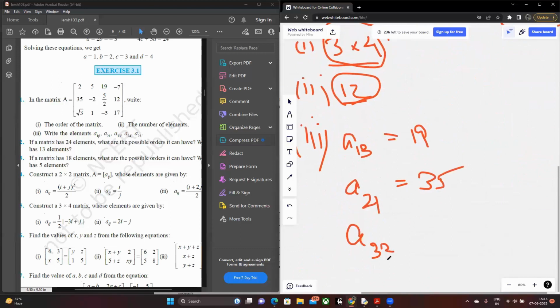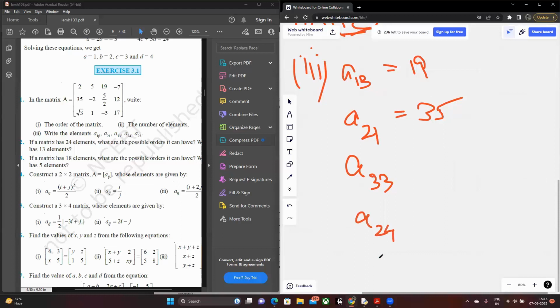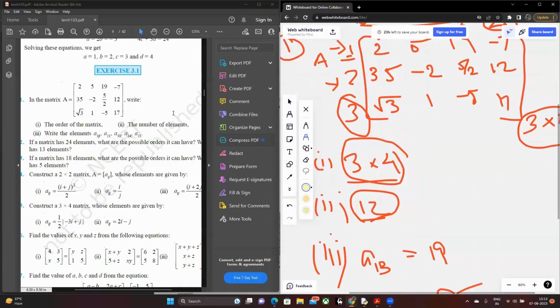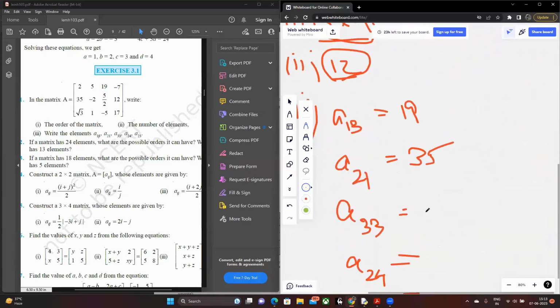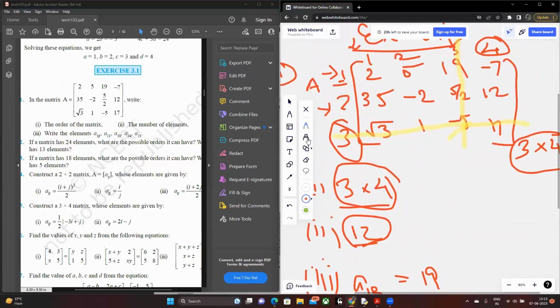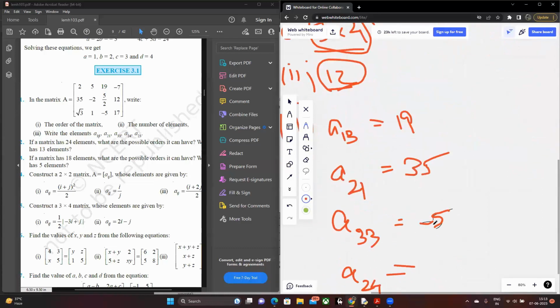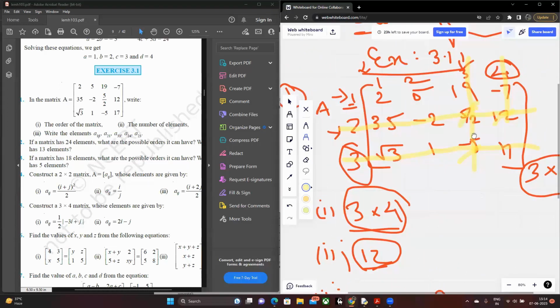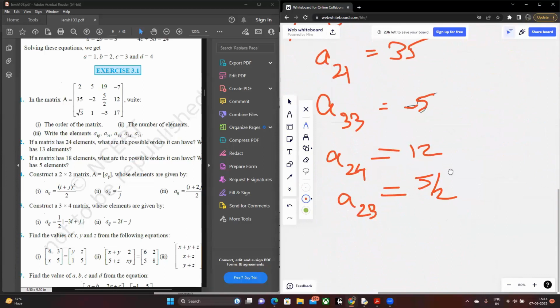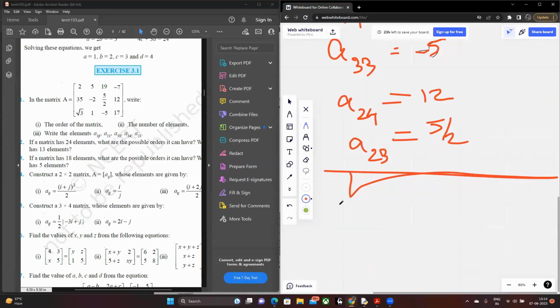Similarly, I just write the 3 more elements. Now we need A33. A33 is over here and over here, that's -5. So we have A33 being -5. Minus this is 5. Similarly, A24 is going to be over here, and A23 is going to be this. That's 5. That finishes the first question.